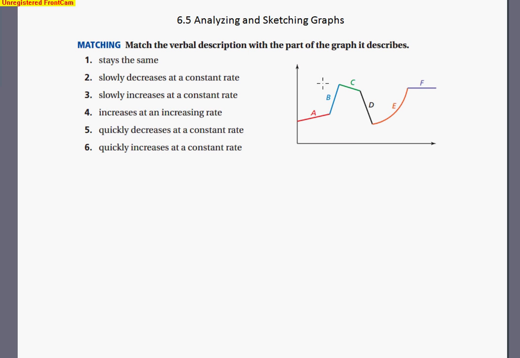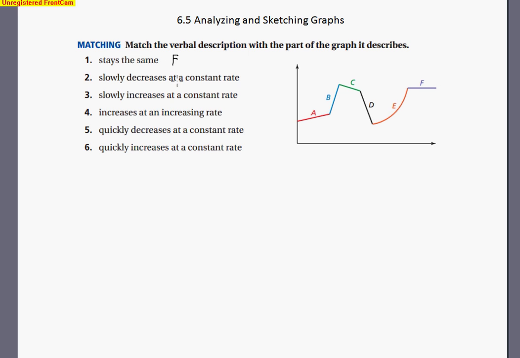So looking at this graph, we've got a horizontal axis down here and a vertical axis, and we're looking for when it stays the same. And where it stays the same is when it does not change along the vertical axis. And all of these are changing along the vertical axis except for this one right here. So F is where it ends up staying the same.